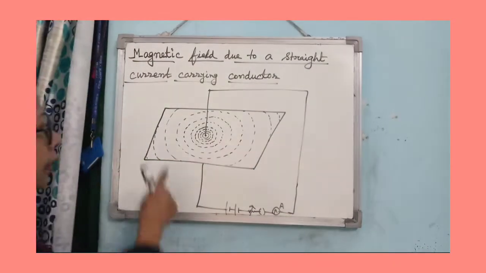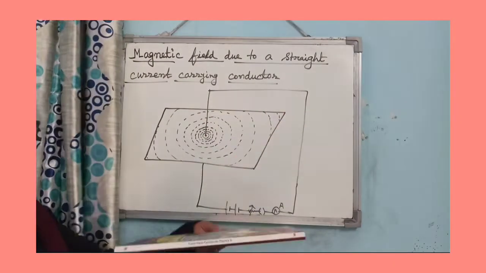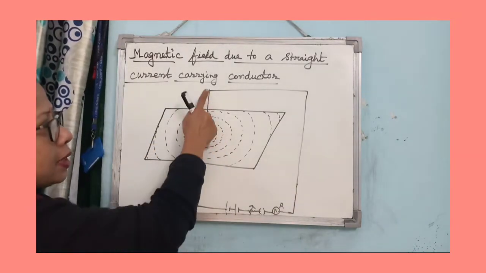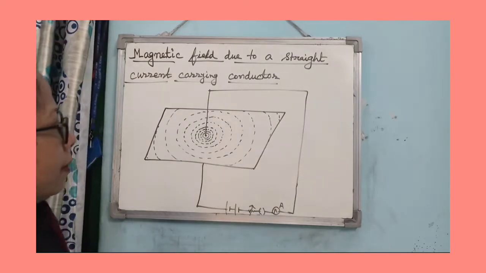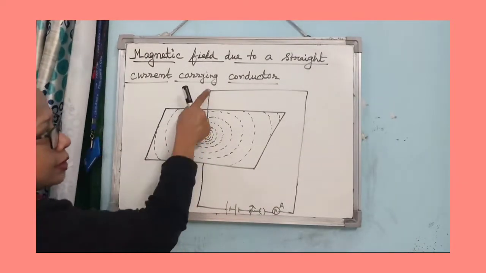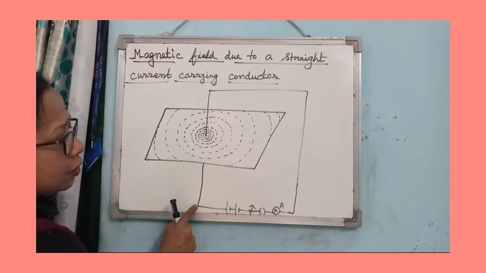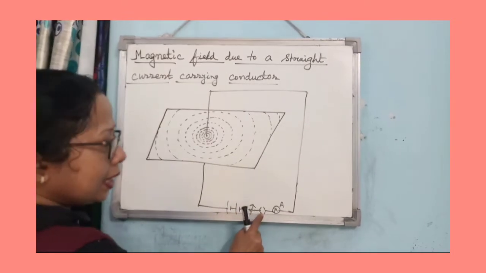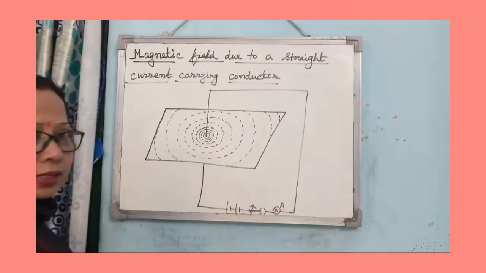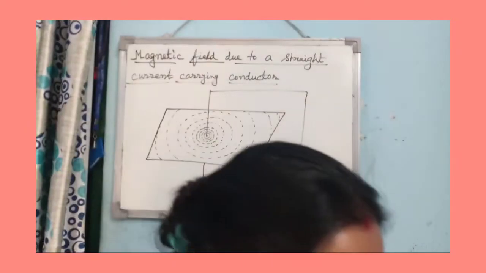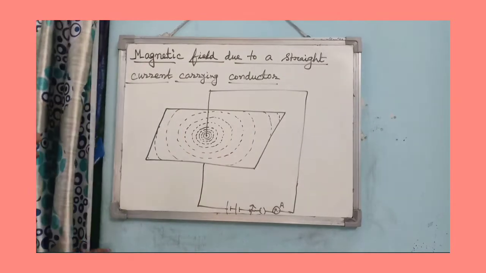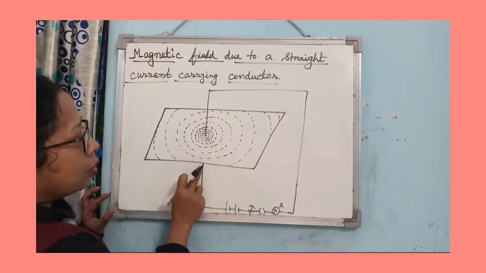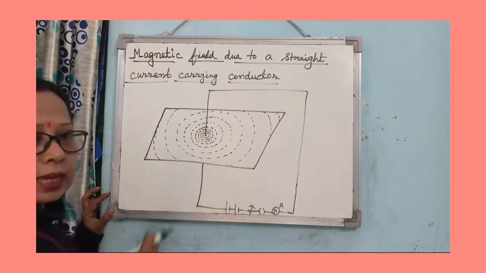Alright, look at the diagram. This is the cardboard, as I showed you. Then at the center you have made the hole and inserted the conductor. The two ends of the conductor are connected to a battery, rheostat, key and ammeter in series. Now when you draw this diagram, take care: this is the hole, and below the hole I have discontinued the line.